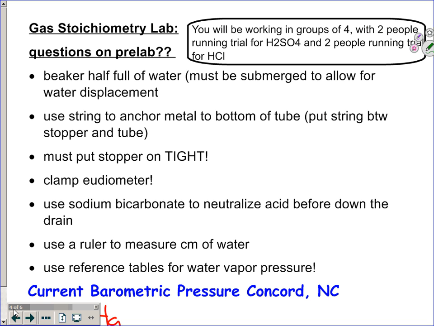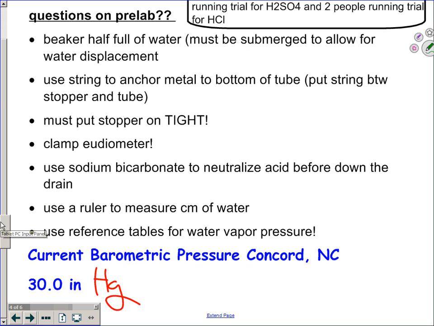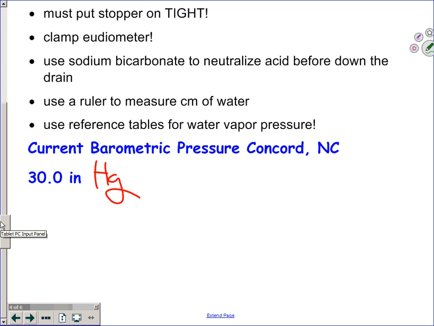As soon as you dump loads of baking soda, there's a big mess of baking soda on the bottom. We can't put that down the drain because it's solid. So put just enough baking soda to neutralize the solution. Got it. Use a reference table for water vapor pressure.